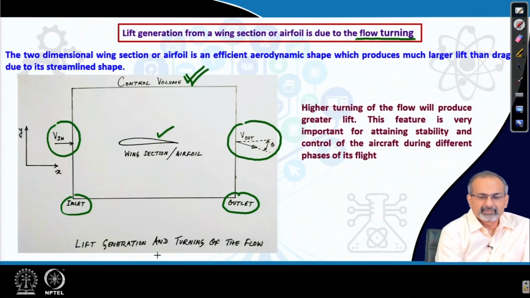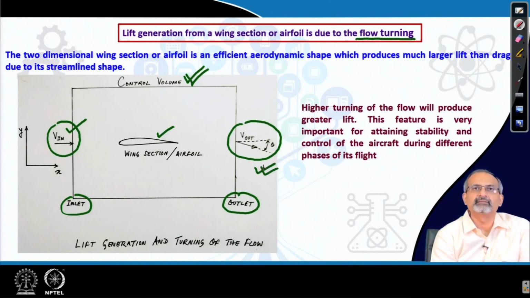We find that it enters perfectly horizontally, but by the time it goes out, it is turned or tilted by a certain angle, say theta. Magnitude wise, V in and V out seem to be identical, but only change occurs in the directional sense. So, that is what we mean by flow turning, and this is absolutely essential for lift generation.